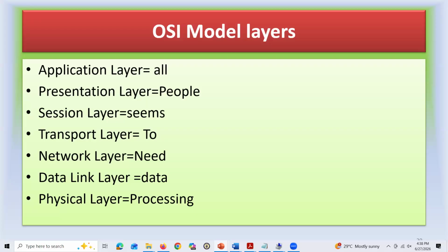So top down, I want everybody to write this down. Top down, how you can remember it easily. Hello? Yes, sir. Yes, top down, you start: All People Seem To Need Data Processing. It's on the screen, where the first characters represent the layers.